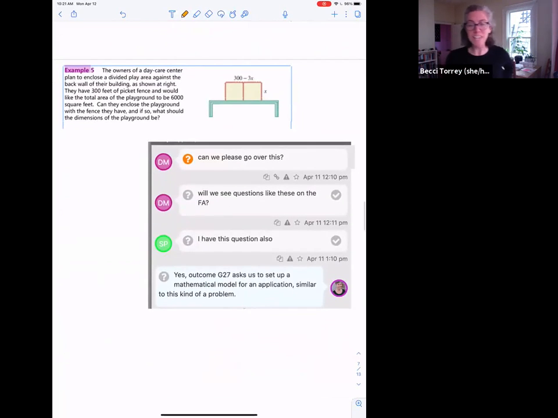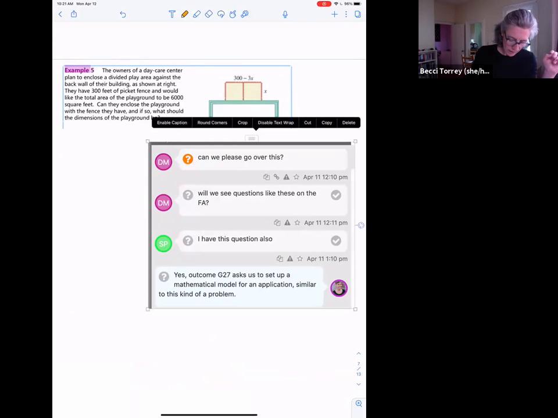So here's an application, a word problem, where we can set this up and use these skills. People wanted to go over it and asked if we will see questions like this on the Friday assessment. Yes, we have outcome G27, which is not coming on quite yet, but will be a little bit later. That one asks us to set up a mathematical model, which is what we're doing here. We have this real life situation and we want a mathematical formula that's going to model it for us, based on some kind of geometry or some situation like this.